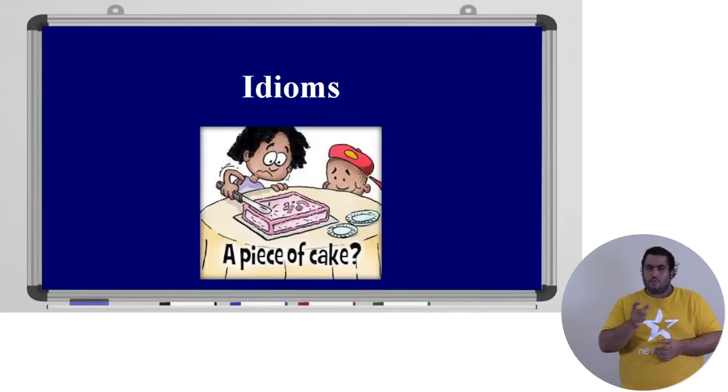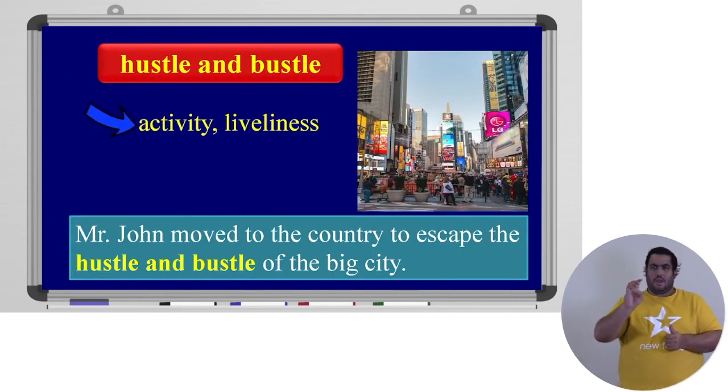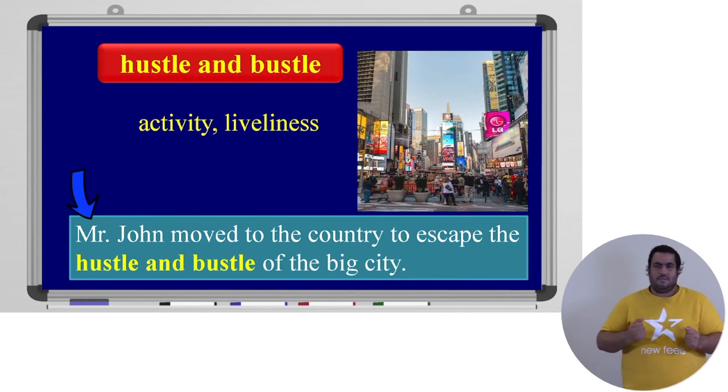Here we have a few more words, but these words are called idioms. Idioms are words that don't exactly mean what is written. First word you have is hustle and bustle. Hustle and bustle means activity, liveliness. For example, Mr. John moved to the country to escape the hustle and bustle of the big city.